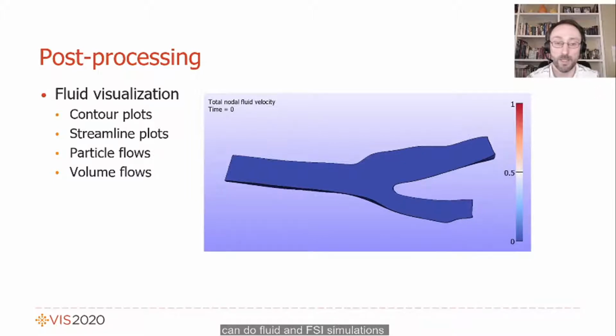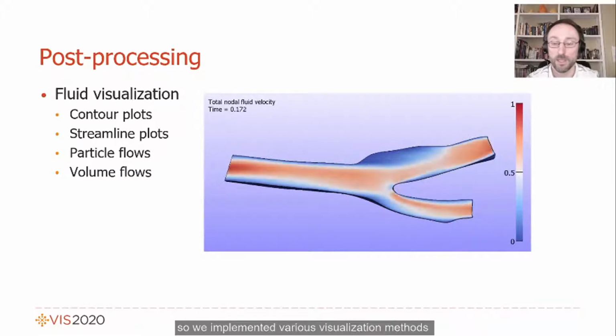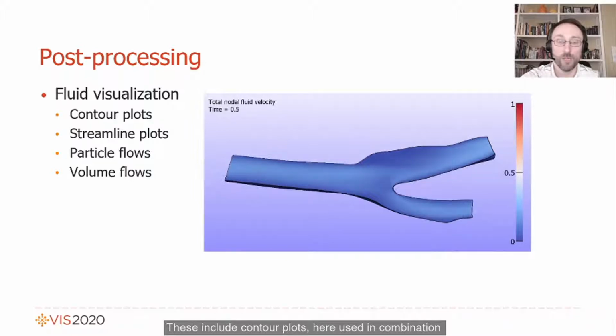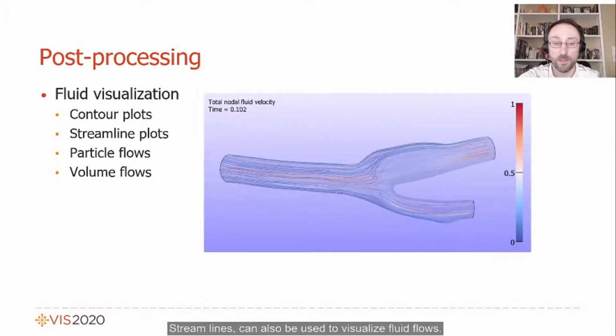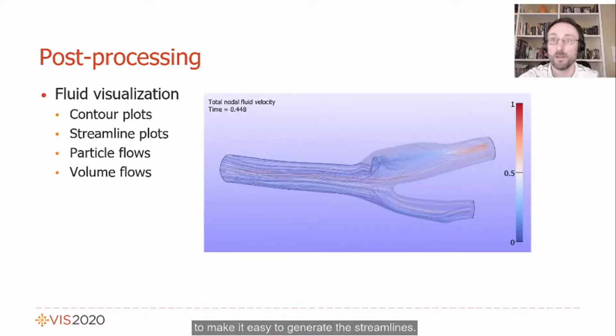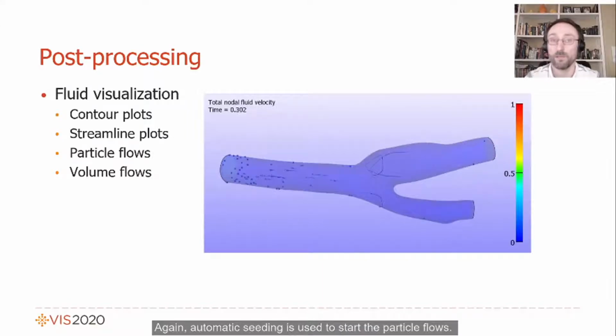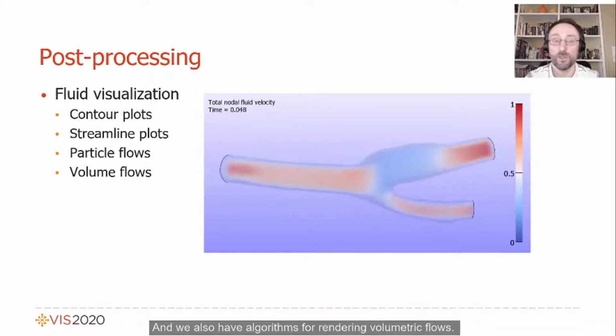I already mentioned that FEBio can do fluid and FSI simulations, so we implemented various visualization methods for displaying fluid flows. These include contour plots, here used in combination with a plane cut to show the fluid velocity in the interior of a bifurcated artery. Streamlines can also be used to visualize fluid flows. We use automatic seeding methods to make it easy to generate the streamlines. Users can also create particle flow plots, as can be seen here. Again, automatic seeding is used to start the particle flows. And we also have algorithms for rendering the volumetric flows.